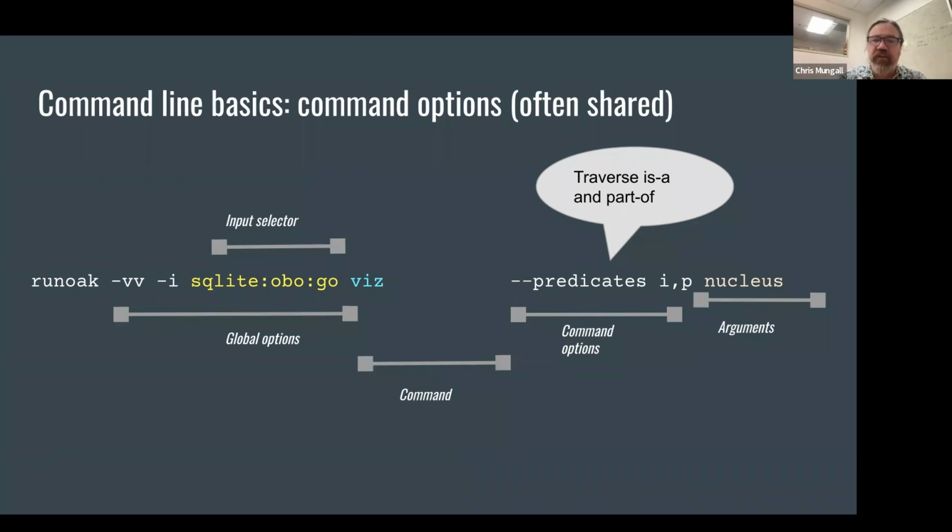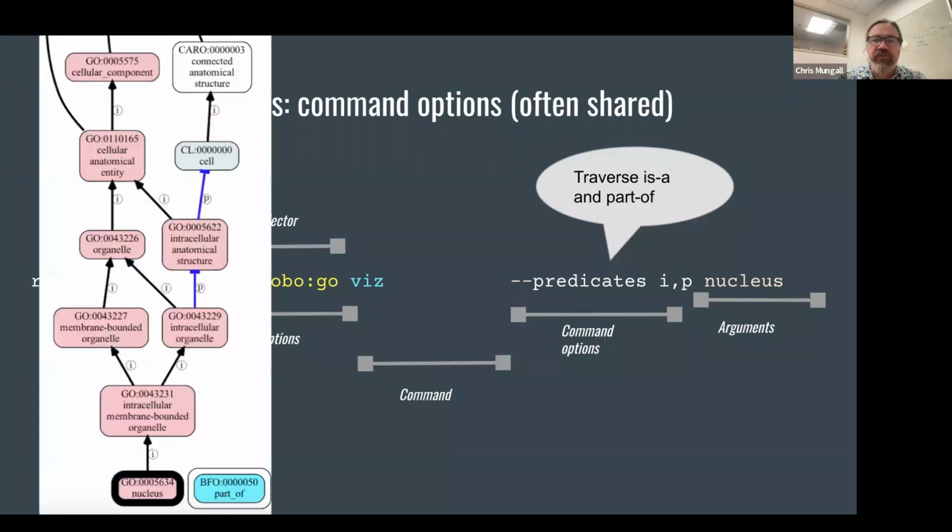And if you run the same thing with the viz command, then it will give you a graph visualization of the nucleus concept, but again, only traversing over the is-a and part of relationships. And these same shorthand codes are used by default in the actual graph visualization as well. So you can see the edges labeled with I or P. Again, this is all completely configurable, but this is the standard defaults that we're trying to encourage here.